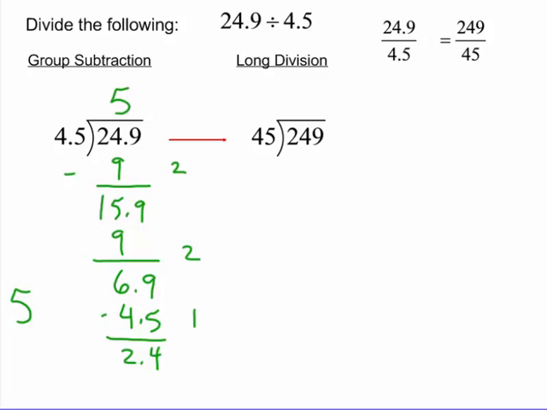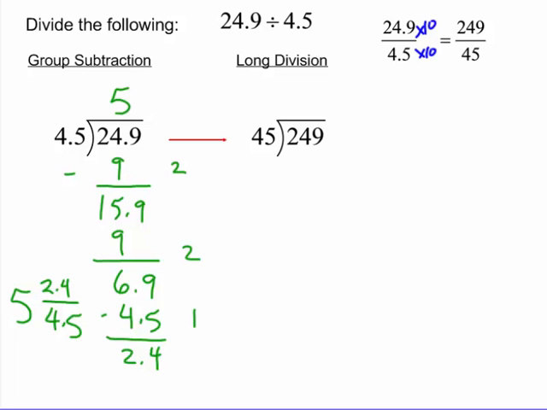So I have 5 complete groups and 2.4 out of 4.5 left over. And as I said previously, we don't generally like to have decimals and fractions mixed together. So we'll pop over to the long division side here, and we'll try this problem with some larger numbers. So I'm going to take the 24.9 and the 4.5, multiply both of those by 10, and turn them into a 249 divided by 45. So I need to know how many 45s fit into 249.